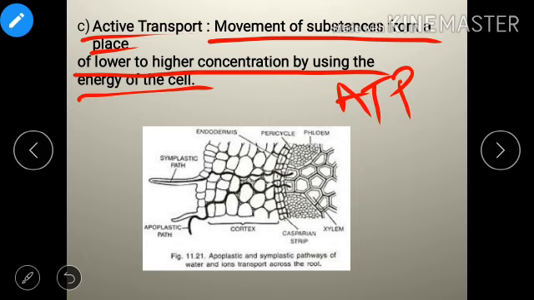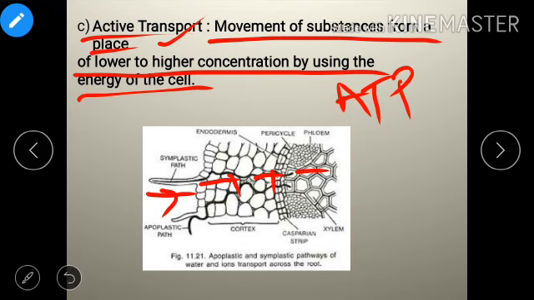Is that clear? You can see active transport, movement of substances in root hairs. Can you see in root hairs? In root hairs, water is absorbed by the help of active transport. Root hairs absorb minerals from the soil by this process, that is called active transport, and transport them inside the cell.